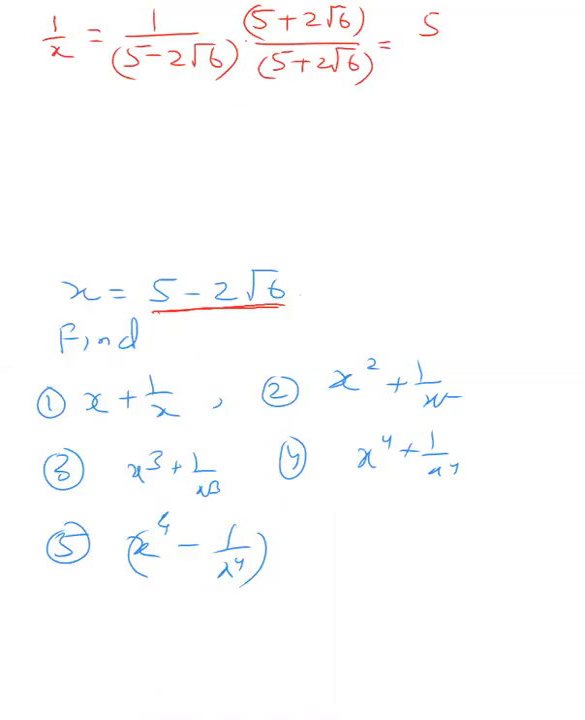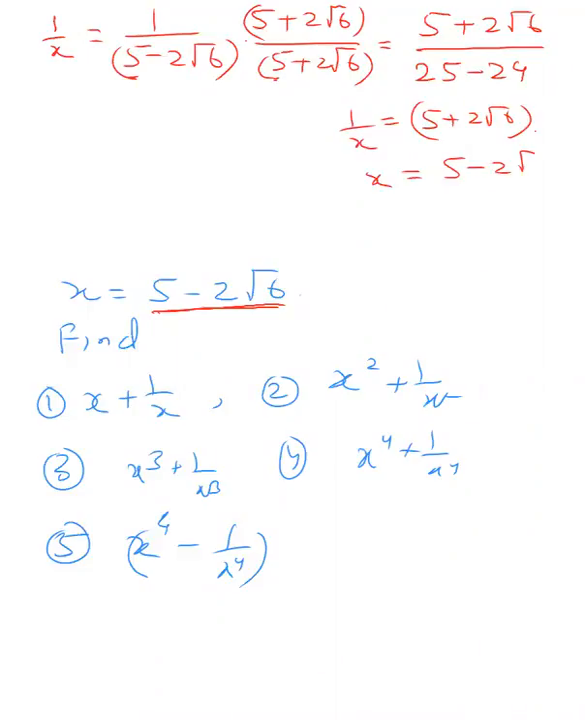So this is coming as 5 plus 2 root 6 upon 5 square, since (a minus b) into (a plus b) is a square minus b square. This is coming as 25 minus 4 into 6, which is 24. So this is 5 plus 2 root 6. So 1 by x is 5 plus 2 root 6, and x was 5 minus 2 root 6. Now add both of these, x plus 1 by x. This is directly coming as 10, right? Squaring both sides for the second one, you are getting 100 minus 2, which is 98.